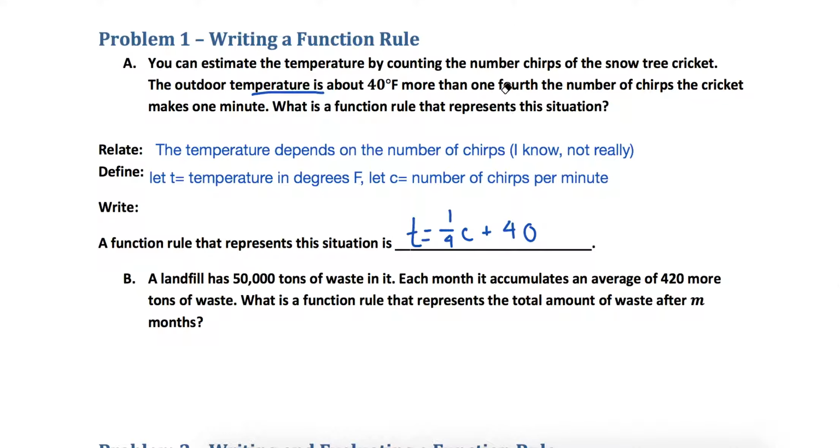Okay, another example. It says a landfill has 50,000 tons of waste in it. Each month it accumulates an average of 420 more tons of waste. What is a function rule that represents the total amount of waste after m months? Okay, so let's go ahead. I'm going to add a variable definition. I'm going to say that W is equal to the tons of waste in the landfill all told.